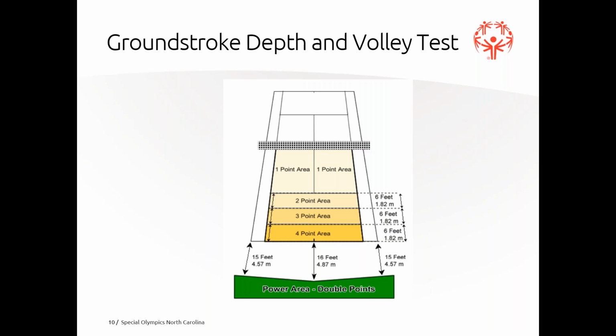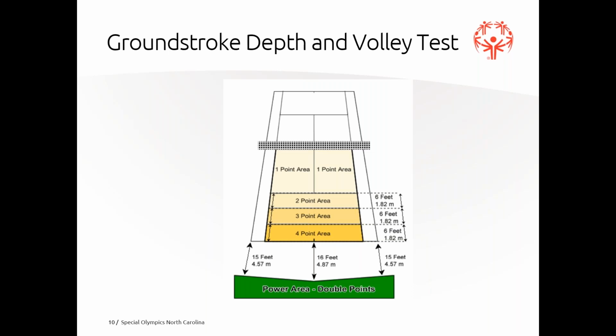In order to place the lines, as you can see here on the screen, you're going to start at the service line. Place a line across the court every 6 feet from the service line into the court. After, there should be 3 separate areas plus the 2 service boxes on that one side of the court.